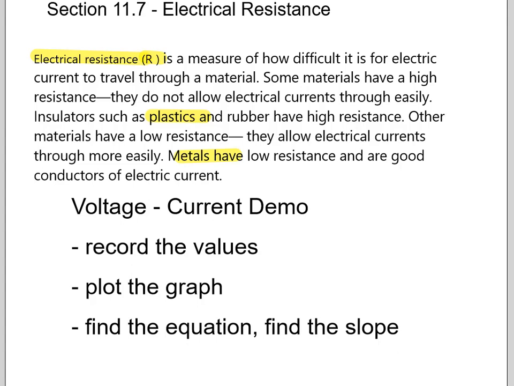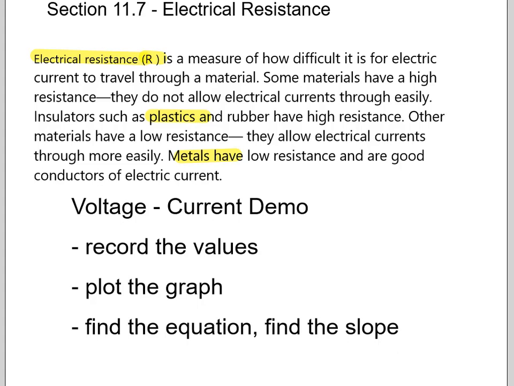Okay, so our last major topic before we put all this together into some circuit analysis is electrical resistance. Electrical resistance is a measure of how difficult it is for electric current to travel through a material. Some materials have a high resistance. They don't allow current to go very easily. We call those insulators: plastics, rubber, wood, those types of things.